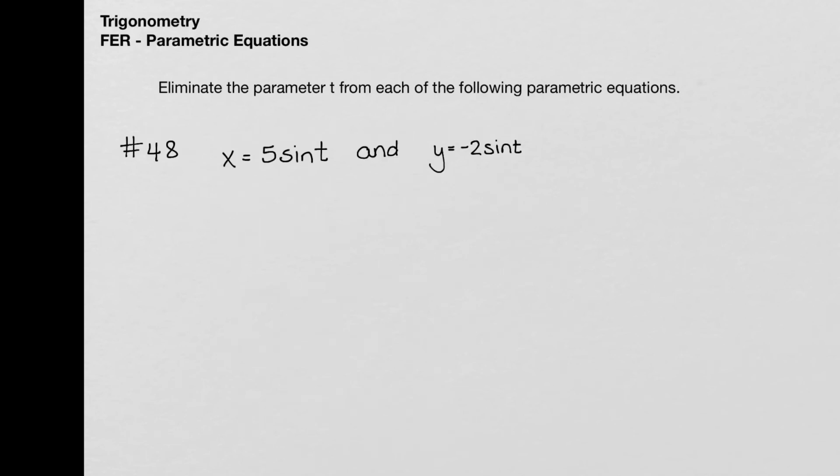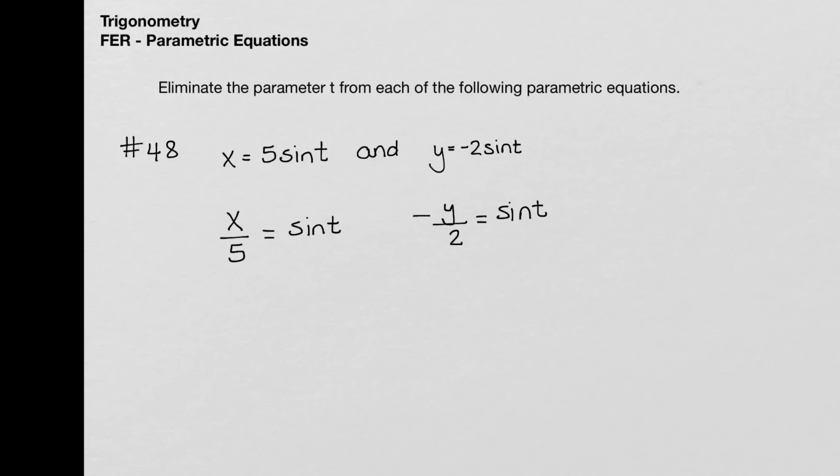Now in problem 48, it looks very similar to what we had in 45 and 47, and yet it really is a very different problem. Because what I'll do is start out with the same strategy, which is get sine t by itself on one side. So x over 5 equals sine t. And then I do the same thing with the second equation. So y over negative 2, or I can just make this negative y over 2, equals sine t.